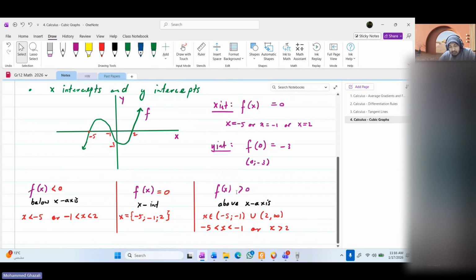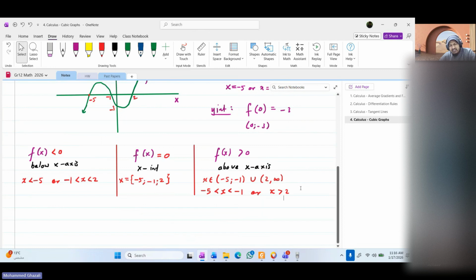So those are the three important notations. You need to understand what is f of x less than 0, f of x equal to 0, f of x greater than 0. Now let's look at the next part.